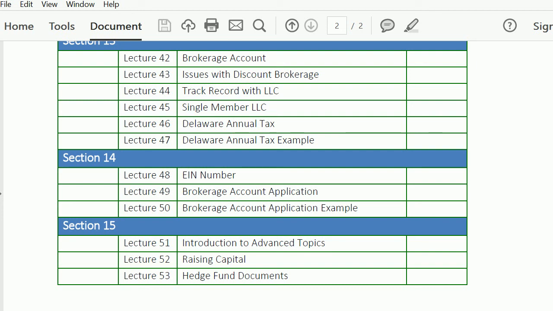Then finally, we want to be able to trade in a brokerage account. So I'll walk you through an example of how to actually fill out an LLC application with a discount broker, and talk about that and give you an example of that as well.